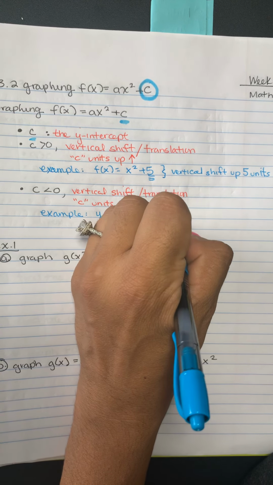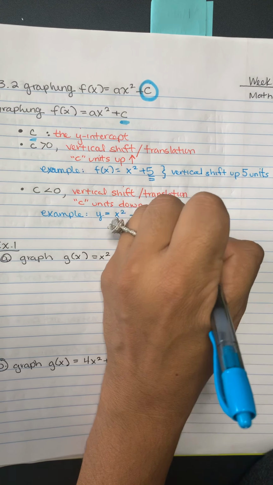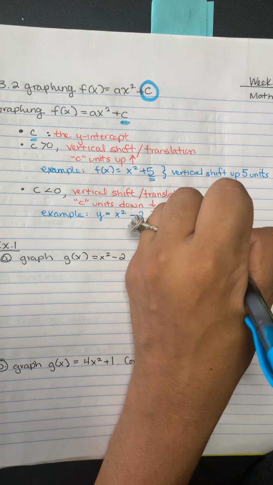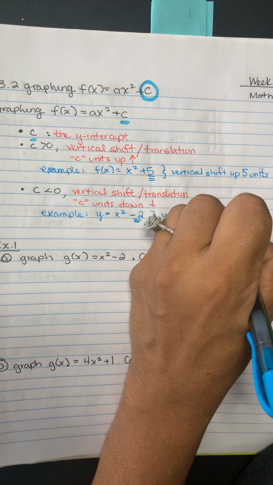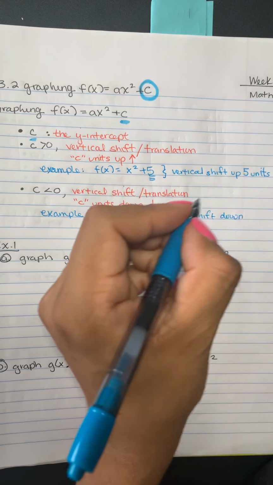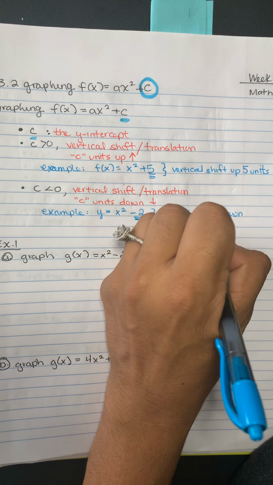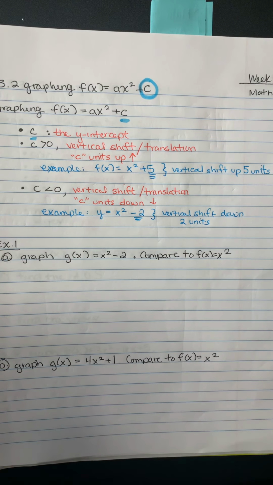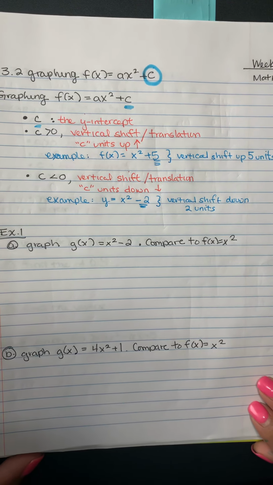So vertical shift down 2 units. Again, you can use shift or translation. Okay.